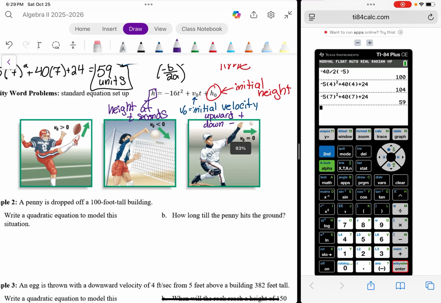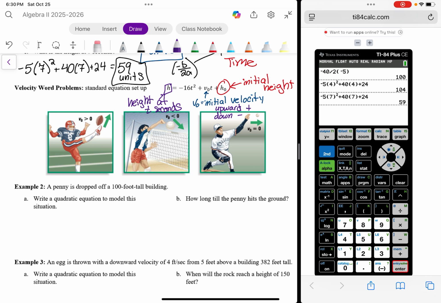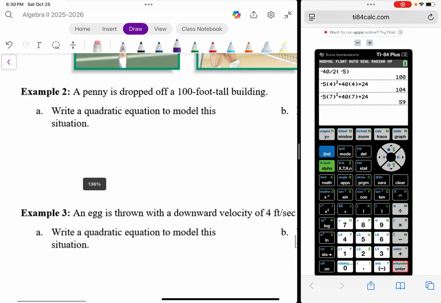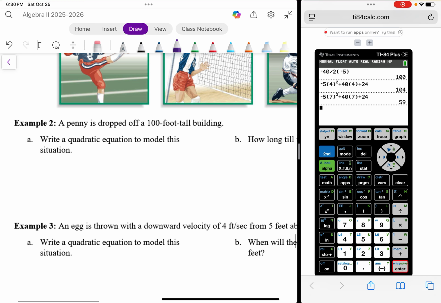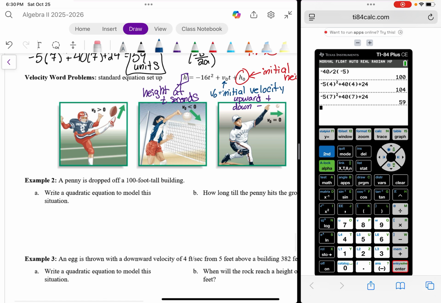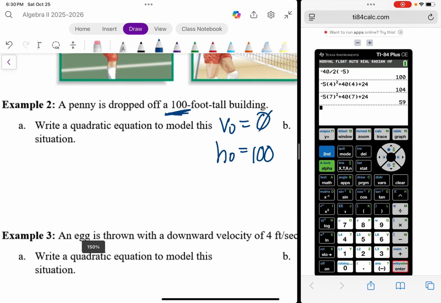To get that, you plug in a number for t, and then it gives you your height at that time. Okay. So if we look at example 2, you drop a penny off a 100-foot tall building. In this problem, we know we're dropping or tossing something, so we're going to use our velocity equation. They did not tell us anything about our velocity, so that's going to be 0. And then our height, it was off of a 100-foot building, so that means our initial height is 100.